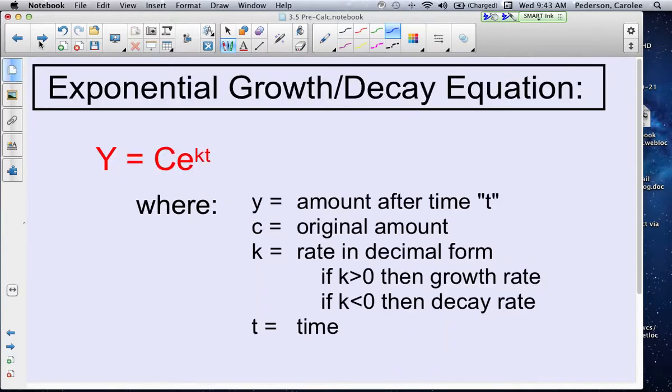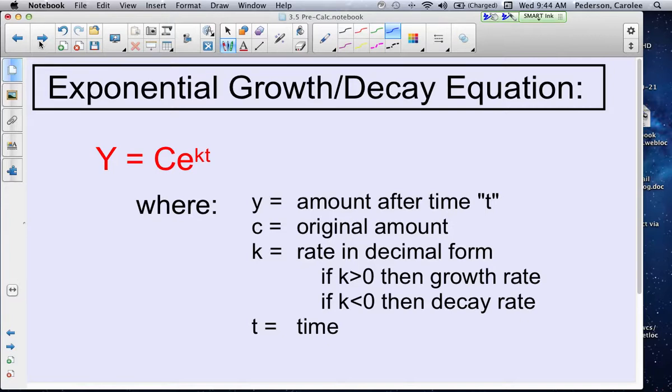This slide I would recommend that you write down. It's very similar to PERT, compounded continuously, when we talked about money earlier this chapter, where Y is the end amount, C is the initial amount, the original amount. The E is that E that you've known all chapter now, approximately 2.71. You use your calculator for that. K is always in decimal form.